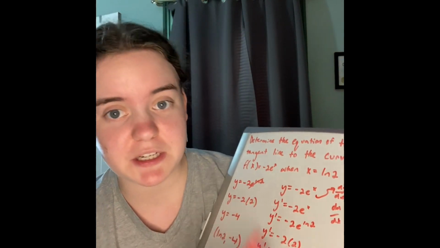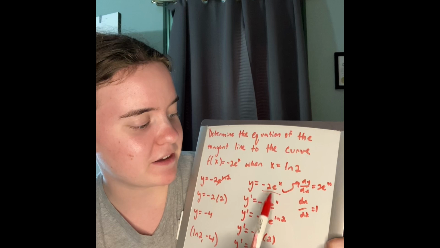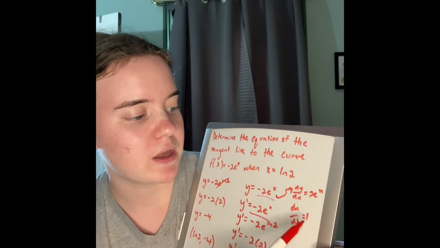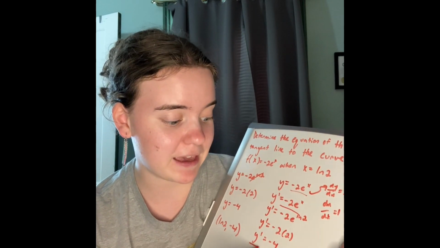And then we are going to plug our ln 2 into the derivative to find the slope, because we need that for our final equation. But it's actually just going to end up being the same equation, the derivative, because it'll be 2e to the u times 1, and then you put it back in and it's going to end up being the same thing. So we're going to end up with negative 4 again.